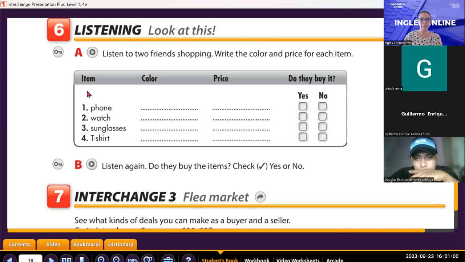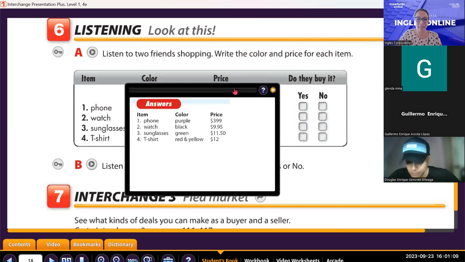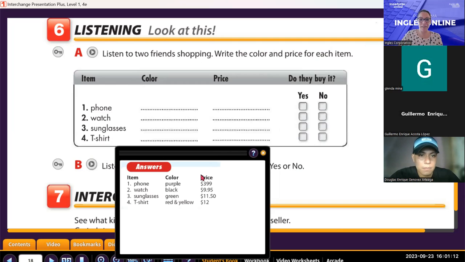Okay, I hope that you have completed the information. Let's see. These are the answers you should have. For the iPhone, color, purple. Price, $399. Then, for the watch, color is black and the price is $9.95. Then in number three, for the sunglasses, the color is green and the price is $11.50. Then the t-shirt, its color is red and yellow and the price is $12.